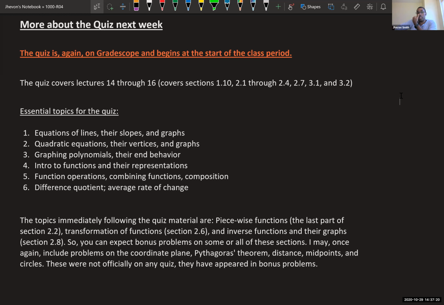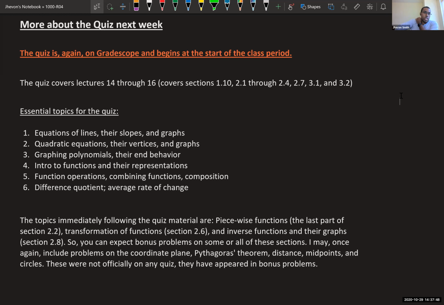Roughly speaking from the textbook, this covers section 1.10, 2.1 through 2.4, 2.7, 3.1, and 3.2. There is a small part of section 2.2 that I did not do in these lectures that I cover in lecture 17, and that was piecewise functions. So that would be in the bonus section. But other than that, everything in these sections is covered.